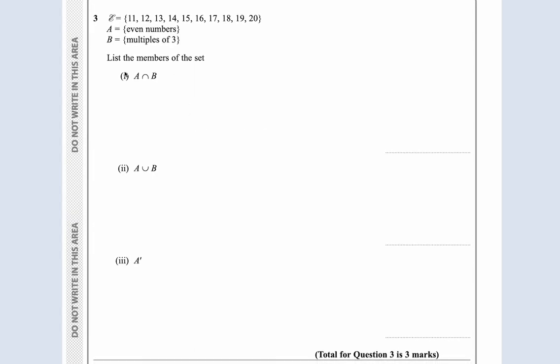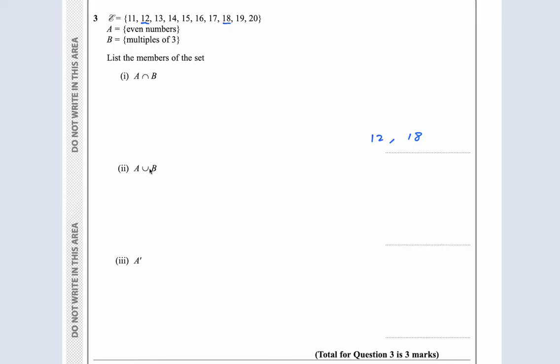Question 3. Sets. So this, I think, guys, is a pretty straightforward question. A is even numbers, B is multiples of 3. A intersection B, so that means it has to be both even and multiples of 3. So we have 12 is even and a multiple of 3. We have 18, and that's it. So literally just go through the even numbers, 12, 14, 16, 18, 20, and think, are they multiples of 3? Well, only 12 and 18 are.